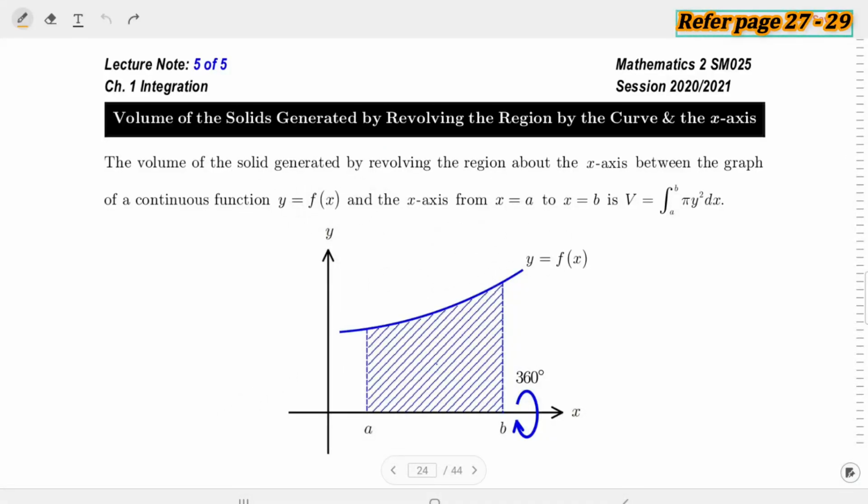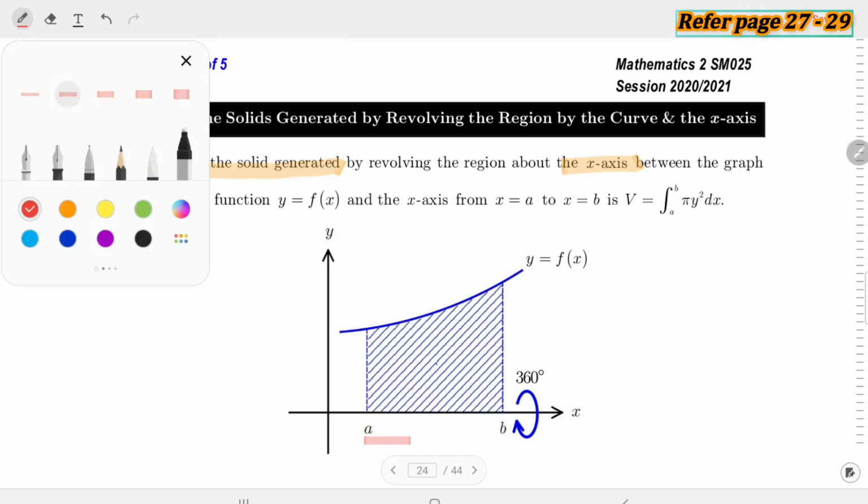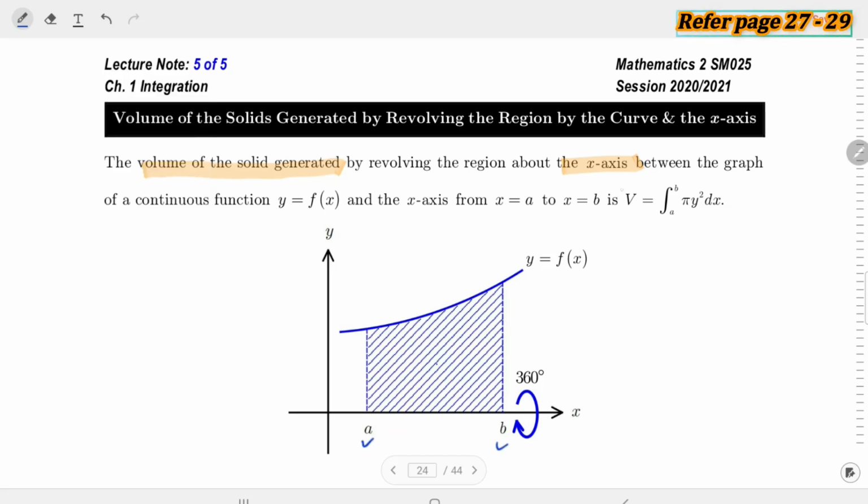Okay, now we have reached the second application of integration, which is volume. The volume of the solid generated by revolving the region about the axis, either the x-axis or y-axis, between the graph of a continuous function and the x-axis from a to b, is V equals the integral from a to b of pi y squared dx.